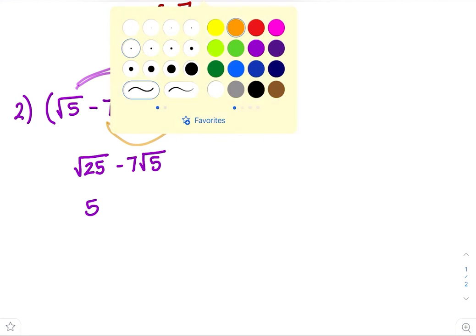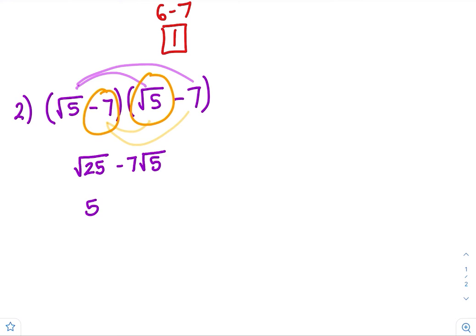Now we're doing the orange pathway. Negative 7 times square root of 5. Again, this is not in the square root, so that means it's going to be negative 7 square root of 5. This cannot get multiplied to the inside of a square root, or vice versa. And lastly, negative 7 times negative 7 is positive 49.